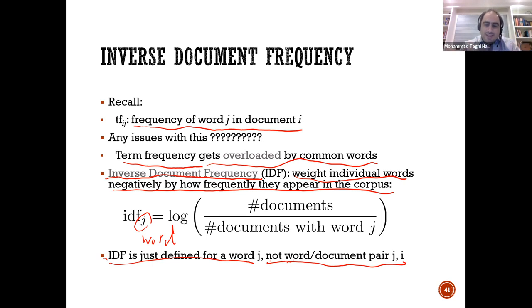And what does it say? In general, it says that if the total number of documents over the number of documents in which word j appeared is very little, say if it is one, then this would be a very large number. But if it is a common word, then the number of documents that this word appears in would probably be the number of documents. So in that case, this number becomes one.